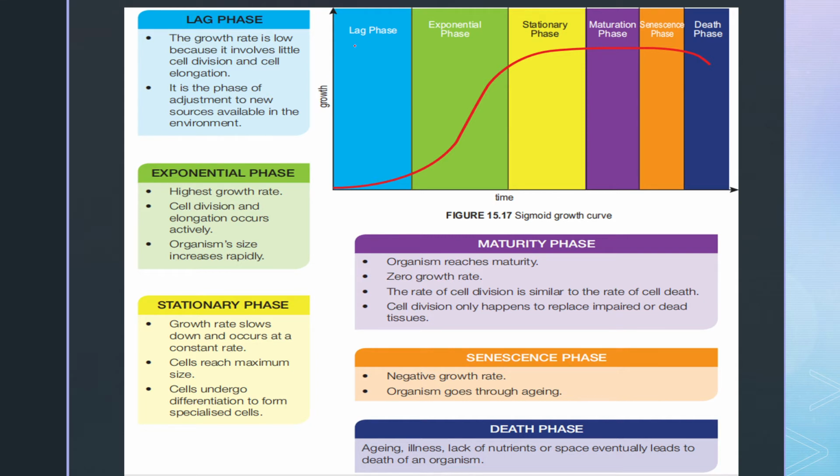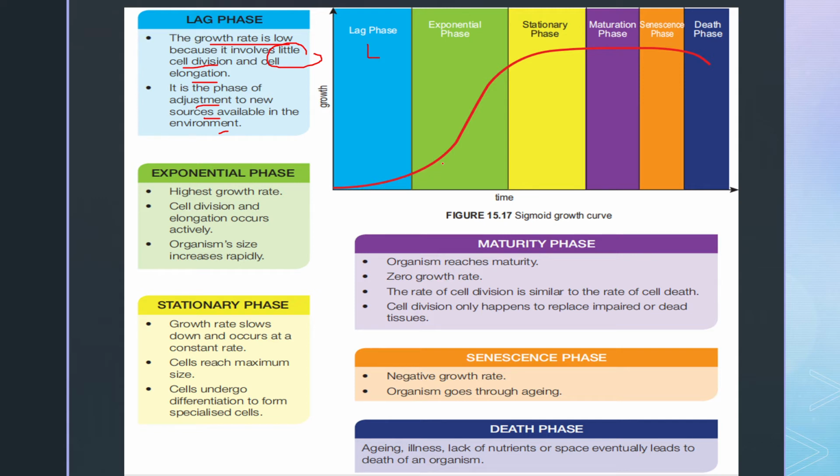The first one is lag phase. Okay, lag phase, where the growth rate is low because it involves a little cell division and also cell elongation. Sikit sahaja. Okay, that's why the growth rate is low. And it's a phase of adjustment to new sources available in the environment. So moving on, you can see this is the gradient, kecerunan bagi graph itu.